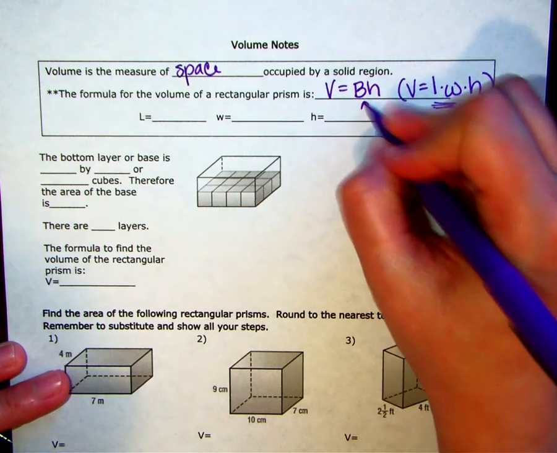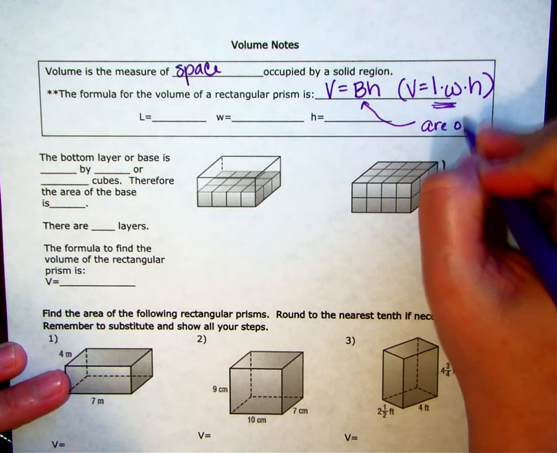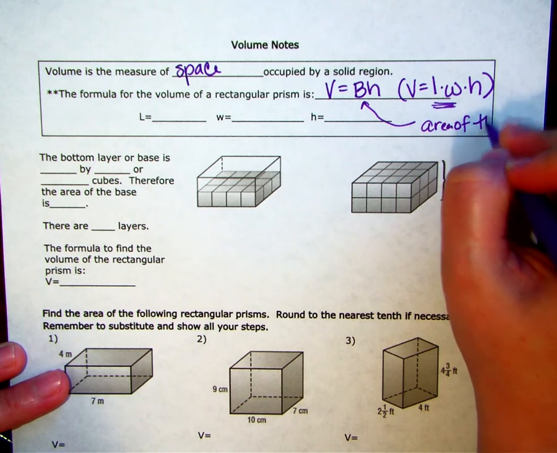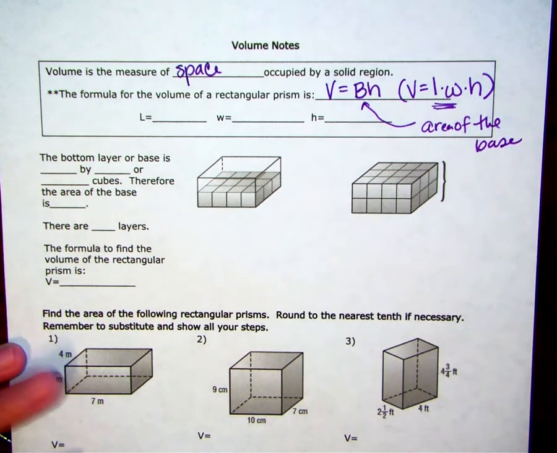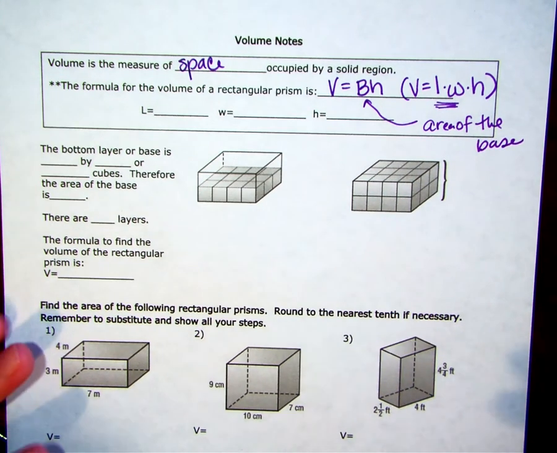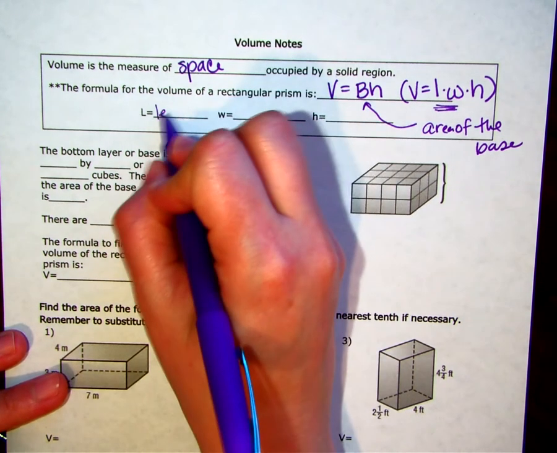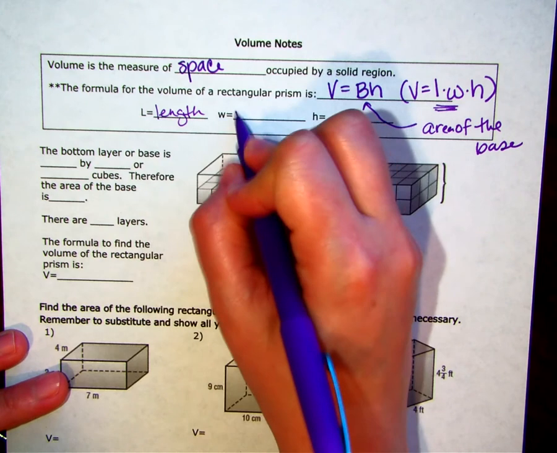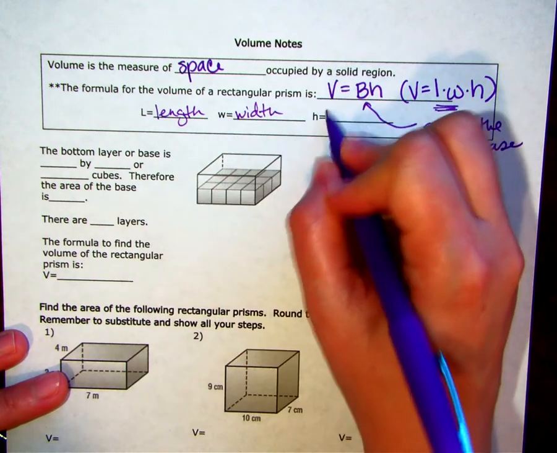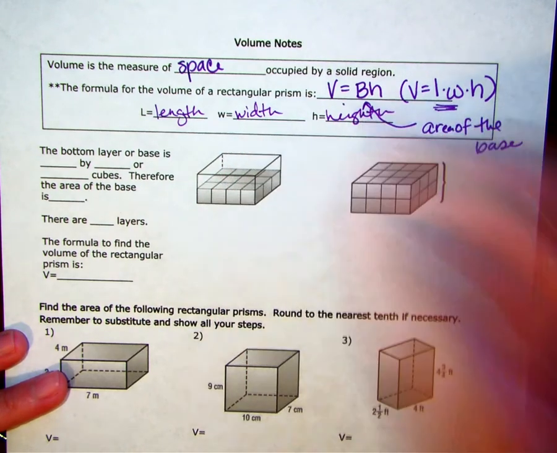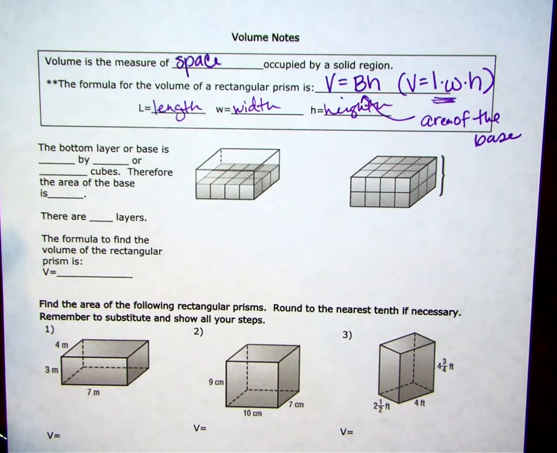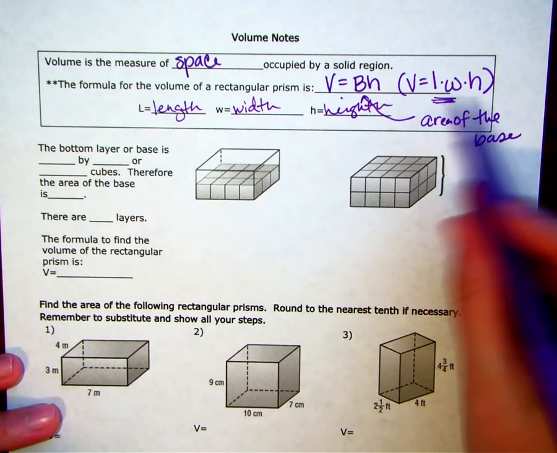So I'm going to write that off to the side. Area of the base of whatever rectangular prism or cube. Because next year, you guys are going to be learning all kinds of other new shapes, and big B will always be the area of the base. Okay, so our L would be your length, W would be your width, H would be your height. So no matter really what we're doing, we're multiplying all three numbers in order to find that volume.